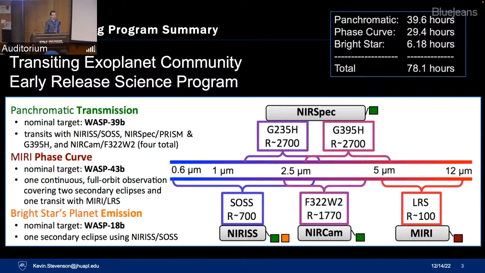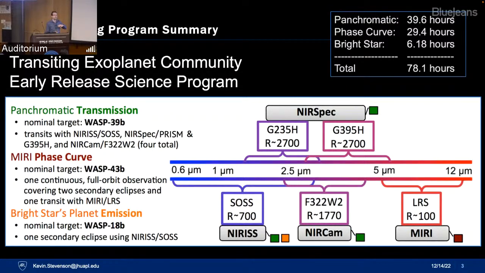Next, we have the MIRI phase curve program. In this case, we're observing, again, another target using 3 different types of observations: transits, eclipse, and phase-resolved emission, or a phase curve, using the MIRI instrument. And here we can actually assess the reliability and stability of MIRI as we perform a long 25-hour continuous observation of a single system. And finally, we have the Bright Star Planet Emission Program.